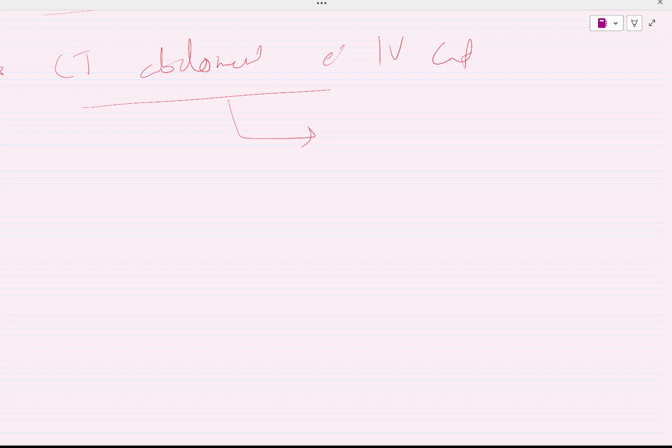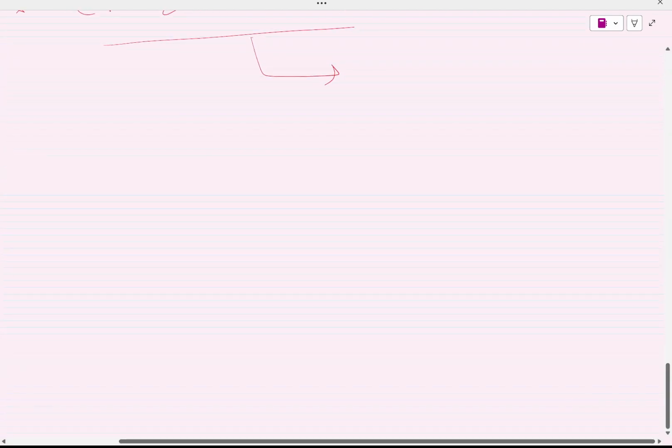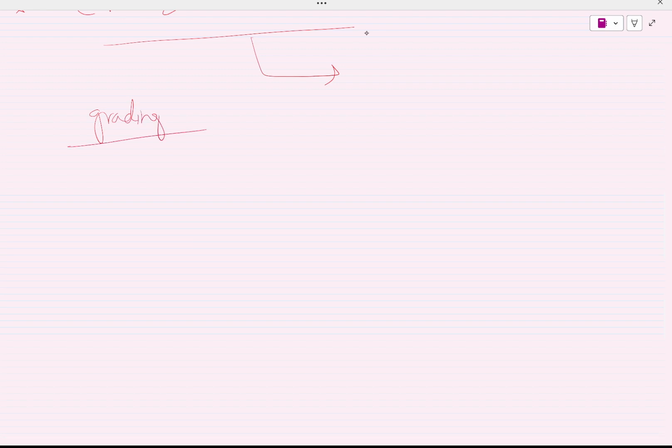So what is the severity? We are going to grade the severity. Grading, let's make it thick. Grade.